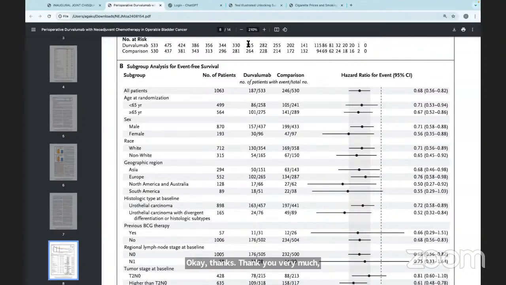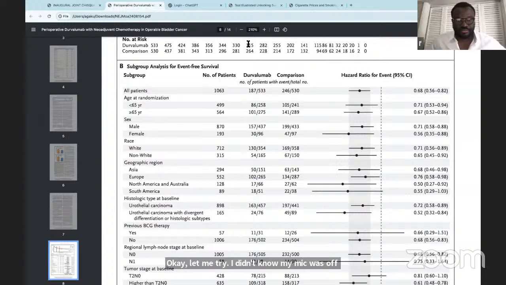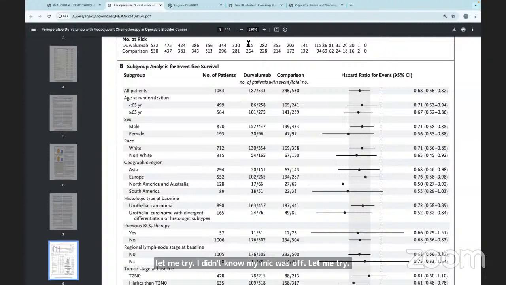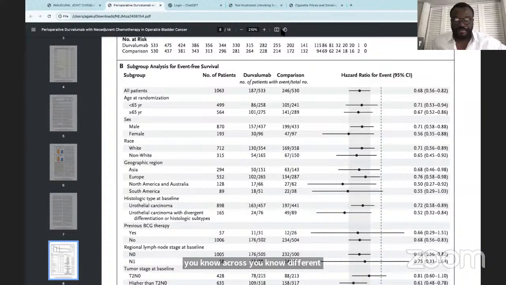Okay, let me try. I didn't know my mic was off. Prof, let me try. Okay, so the reason for the subgroup, I think, in analyzing the trials, is to evaluate the effectiveness of the intervention across different patient characteristics. Okay, thank you, that's the reason. Now I want to go back to the previous answer.